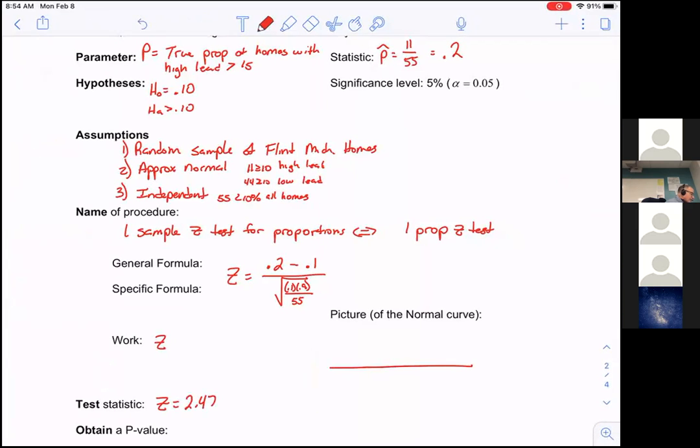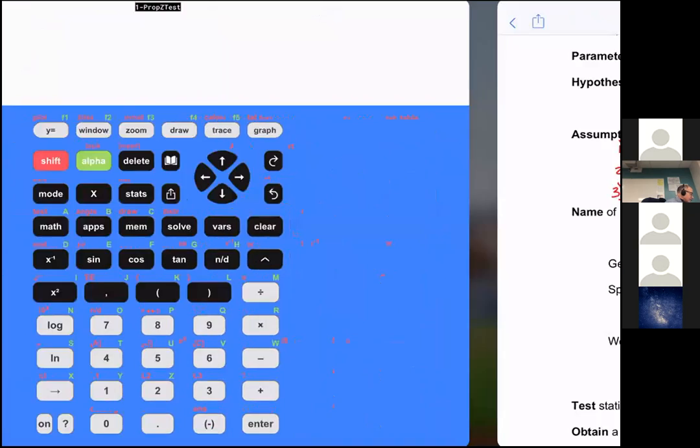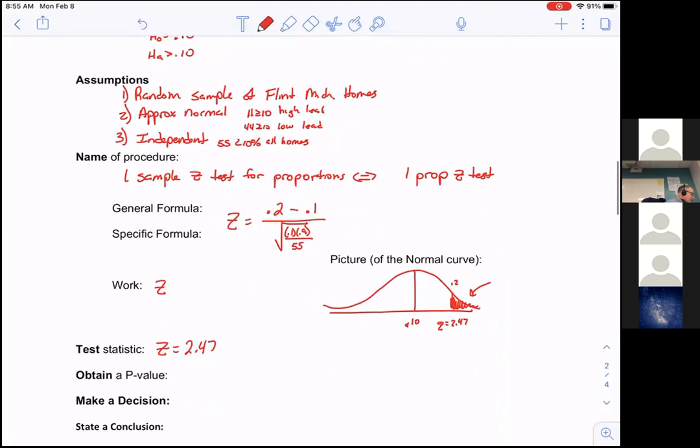So if we drew a picture, again, we're expecting 10% to be in the middle. We ended up with a value of 0.2. What's the likelihood that we get 0.2 or higher? This is a z-score of 2.47. If we look that up in the table, it has a p-value of 0.0067. So we obtained a p-value, and that p-value is 0.0067.